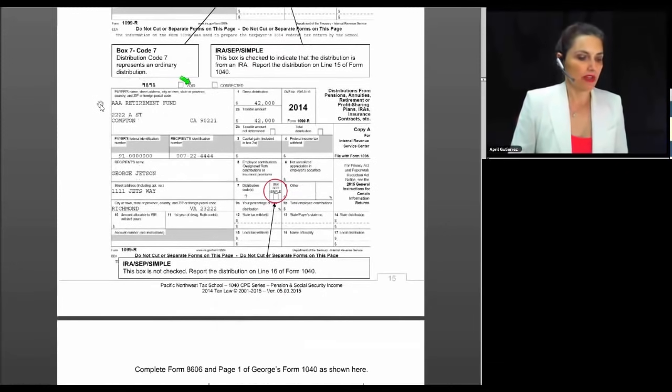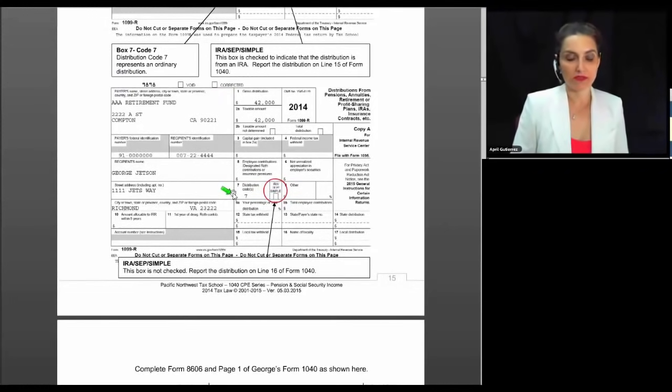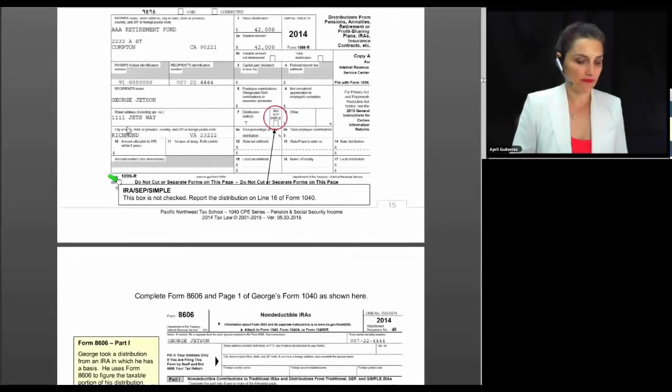And then we move on to another 1099-R. This one is for $42,000. The IRA box is not checked. It also has a code 7, meaning it's also a normal distribution, but it's going to be reported on line 16 of the tax return because it is not an IRA.